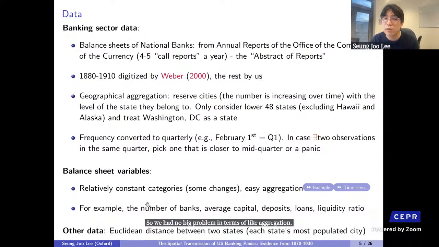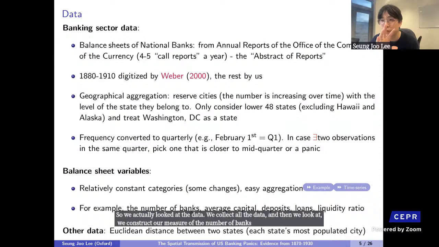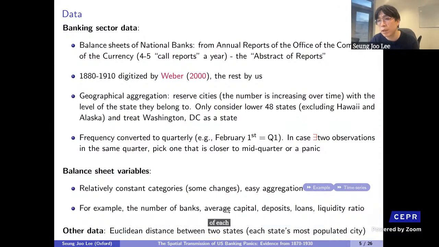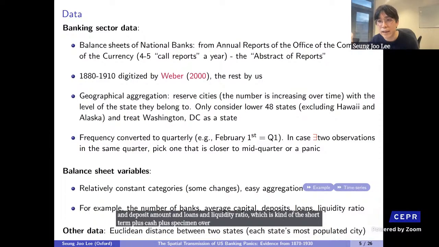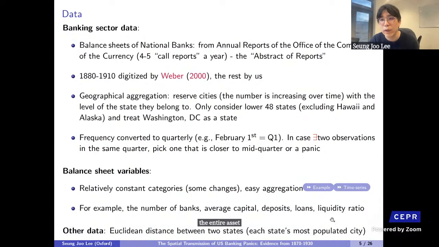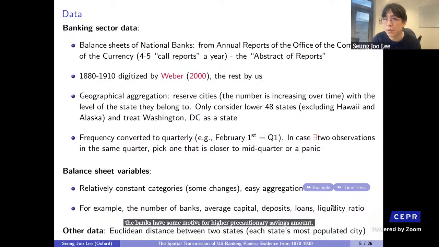So we looked at the data, collected all of it, and then constructed our measures of the number of banks in each state, average capital ratio, deposit amount, loans, and liquidity ratio, which is the short-term assets plus cash plus specie over the entire assets. For example, when risk goes up, of course the banks have a motive for higher precautionary savings, so they raise their liquidity ratio. That's why we look at this ratio.